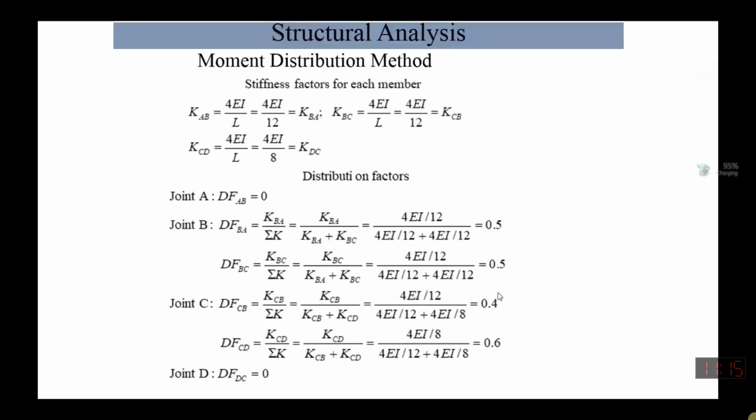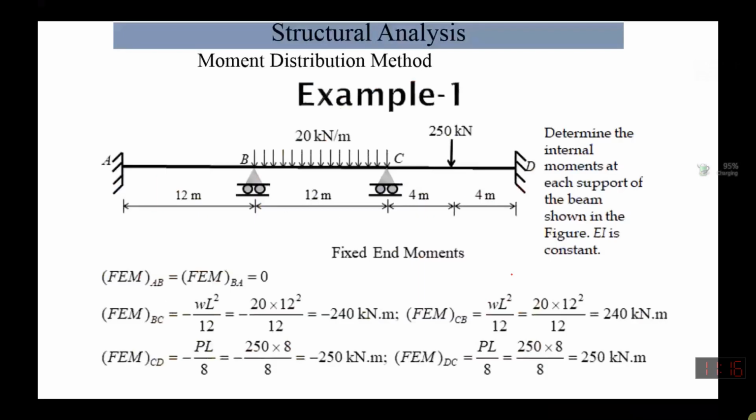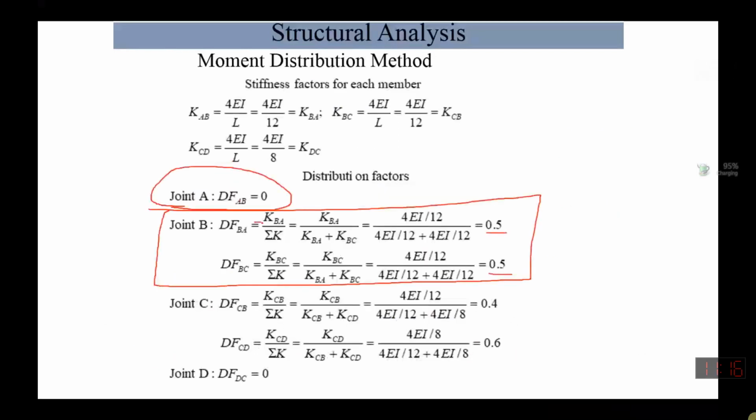Now if we find out the distribution factor for joint A, that is equal to 0, but for joint B the distribution factors are 0.5 and 0.5. How do we calculate? Whatever the stiffness factor over here, what is the stiffness factor over here? So the distribution factor for BA will be equal to the stiffness of BA divided by the total stiffness of the joint.